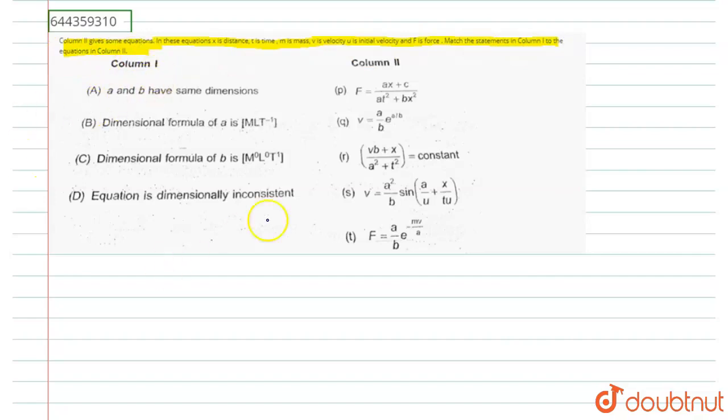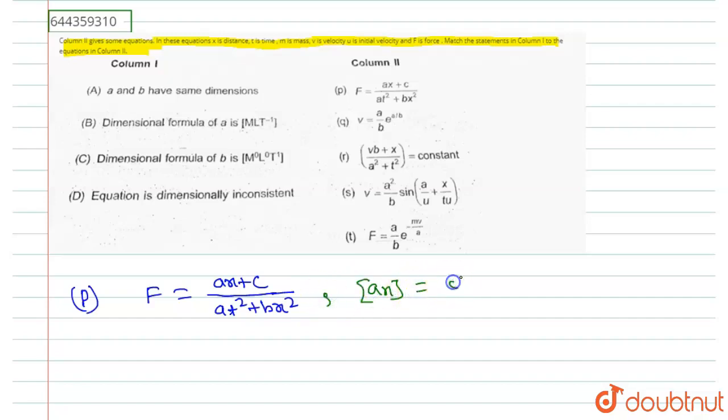Clear? Now, if you talk about the first equation in column 2, the P part, it is given that f is equal to ax plus c divided by at square plus bx square. From here we can see that the dimension of ax should be equal to the dimension of c, and the dimension of at square should be equal to the dimension of bx square. This should be equal.